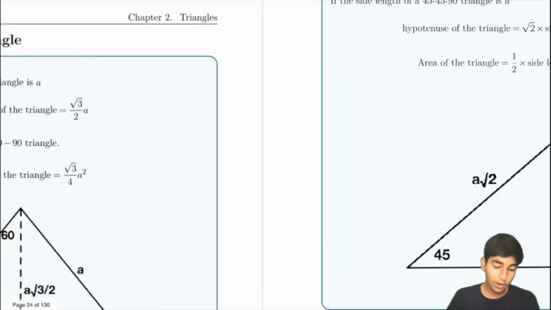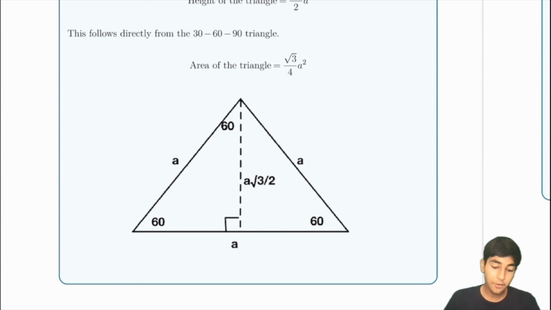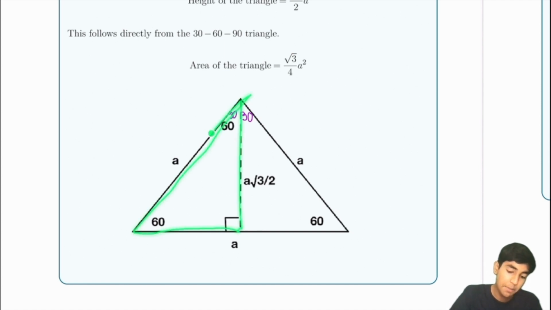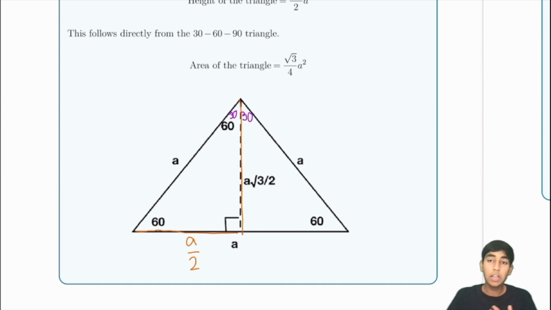Okay, and now we're going to come back to the equilateral triangle. For an equilateral triangle, we can draw a line through the middle, and that will divide the 60-degree angle into two 30-degree parts. And now what we essentially have is two 30, 60, 90 triangles. If the hypotenuse is A, then this over here will be A over 2 by 30, 60, 90. And that means the height is A over 2 times root 3 by 30, 60, 90 properties.